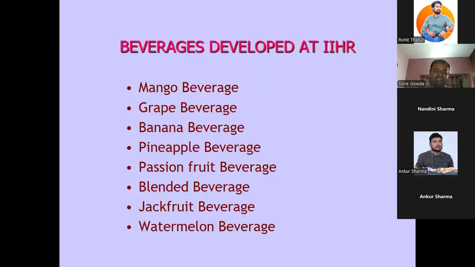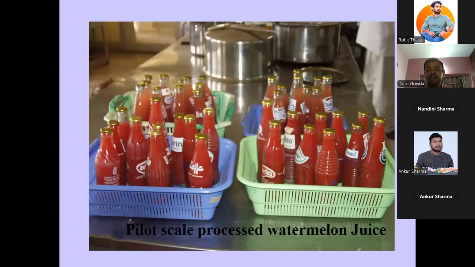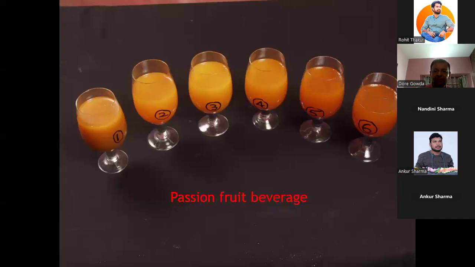These are some of the beverages developed at IIHR, like mango beverage, grape, banana, pineapple beverage, passion fruit beverage, blended beverage, jackfruit beverage, watermelon beverage. These are clarified juices. This is watermelon juice. I said from watermelon, after seed extraction, we can make so many products. Passion fruit is known for its very typical, fantastic, very strong flavor. We have developed a passion fruit beverage at our institute, IIHR Bangalore, and also CHES Chettalli, a substation of IIHR.